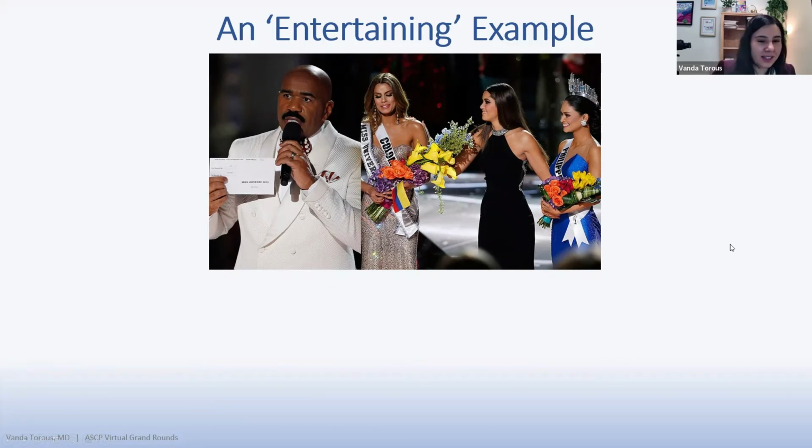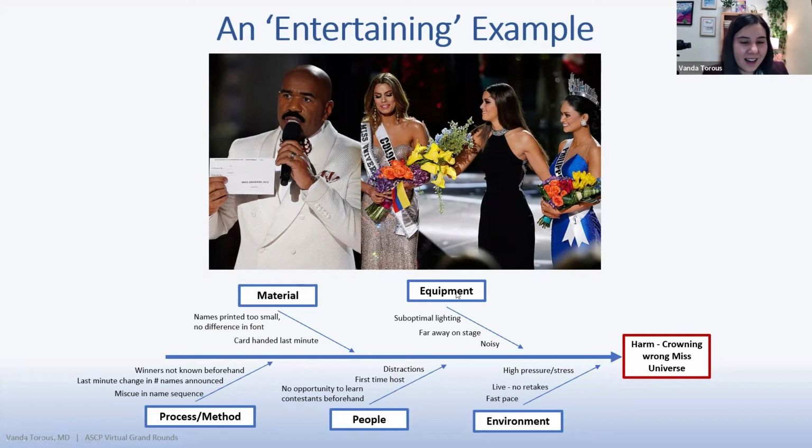However, if you really look into this, there's a lot of different things that can go into it. Suboptimal lighting, things are far away on stage. When you really look, and they did look into what happened in this case as well. He was a first-time host. He didn't know the winners beforehand. There was a last-minute change in how many names were announced. So when you really start looking into things, how many things really can affect that outcome, right? Or cause that outcome.